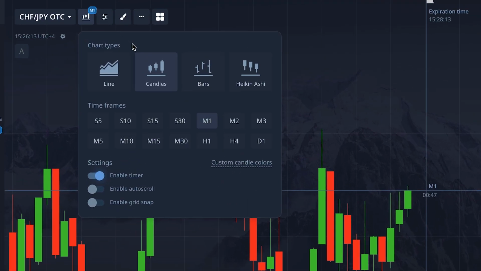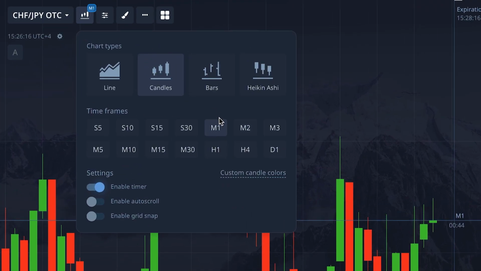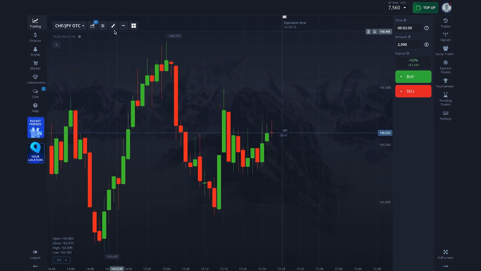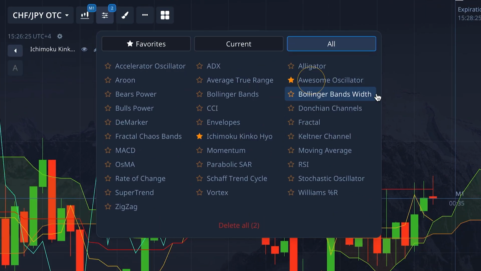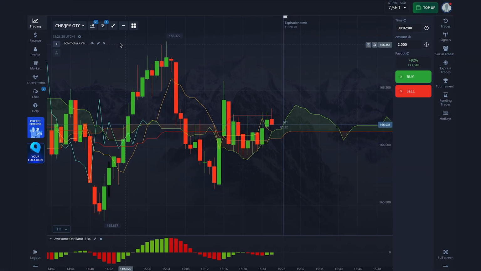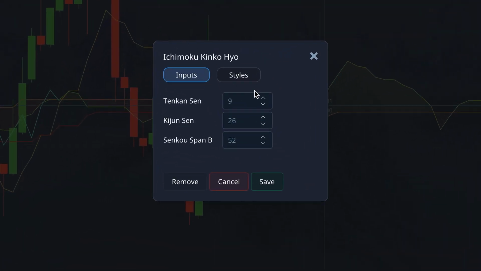I choose Classic Candles, time frame, 1 minute. Go to the Indicators tab and select Ichimoku and Awesome Oscillator. Let's set up the Ichimoku indicator. Set Tenkan Sen to 10, Kijun Sen to 20, Senkou Span B to 50.